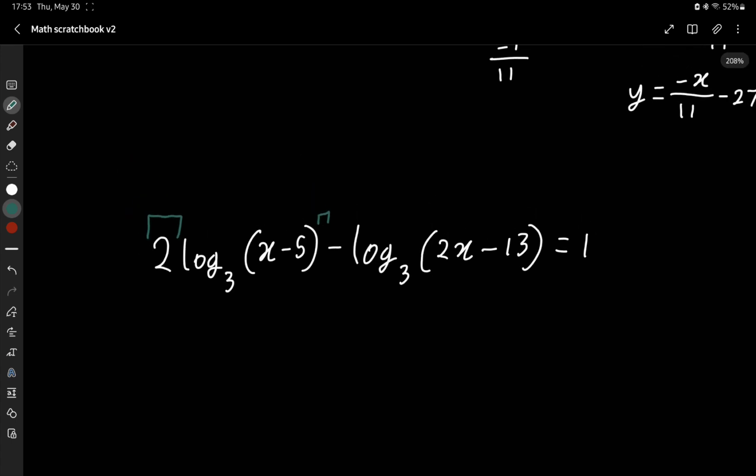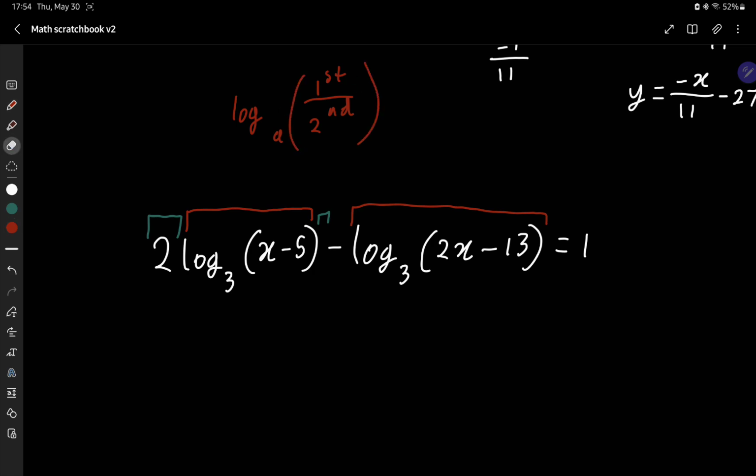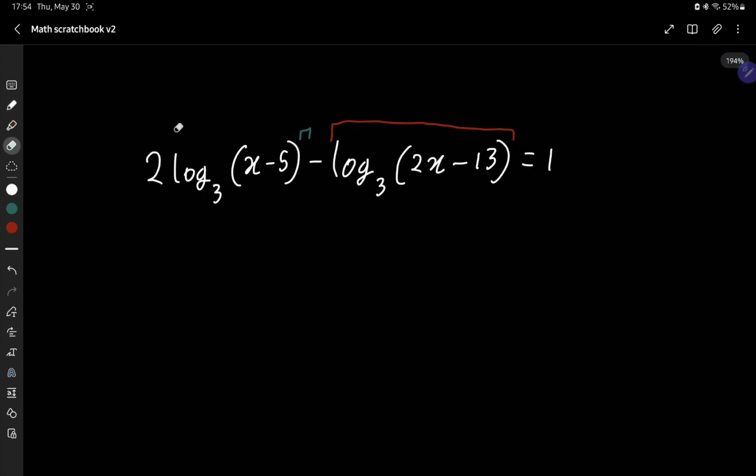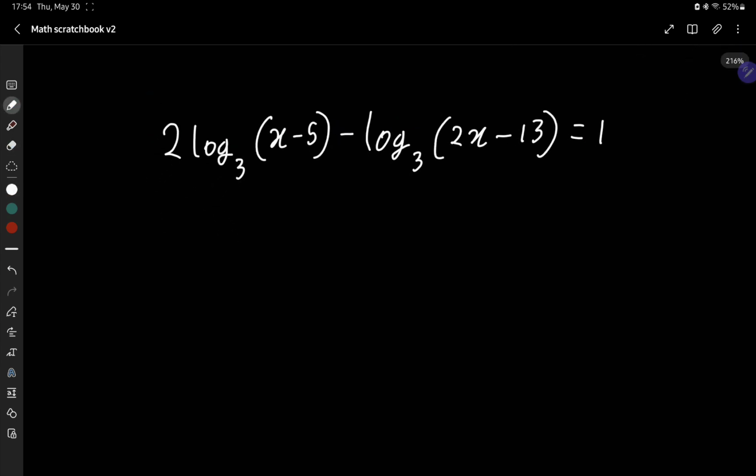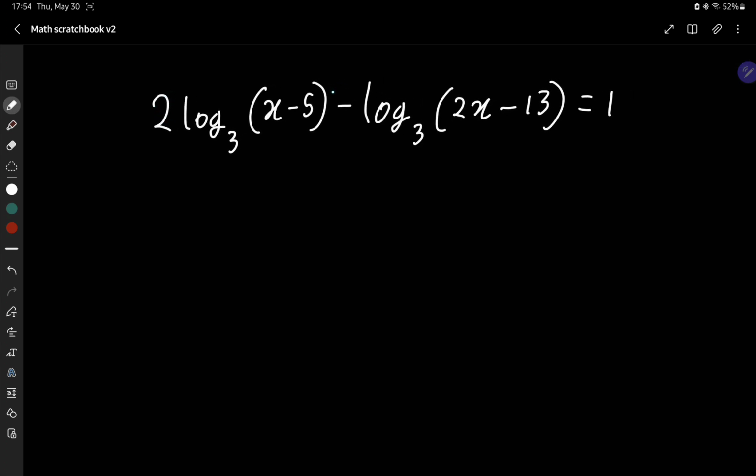And then the second one is, of course, the division rule, which is if you have one log taken away from another log, you have the first over the second, and the base remains the same. So first let's shift this to the power, and then we will put this into a fraction.